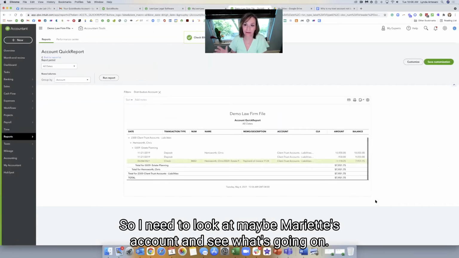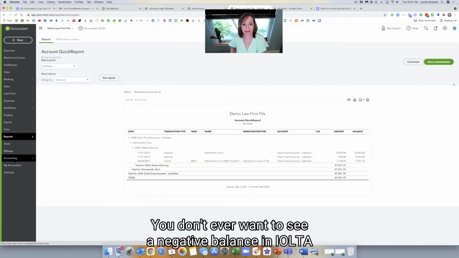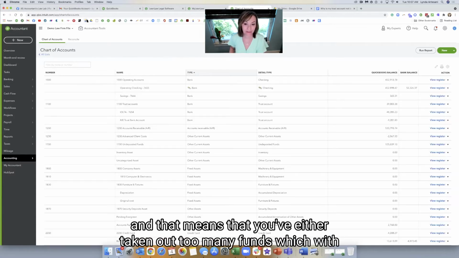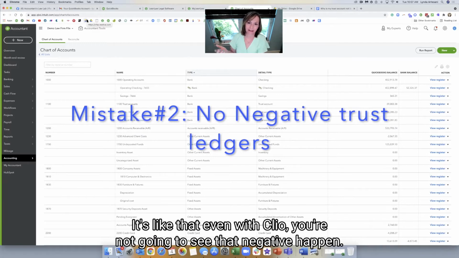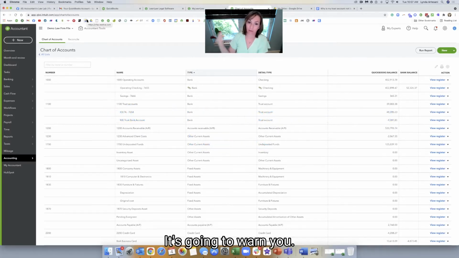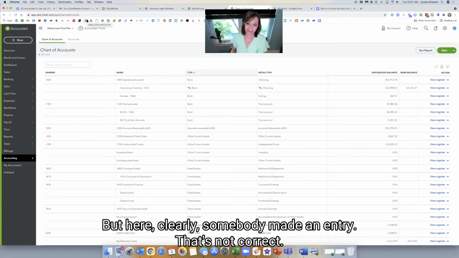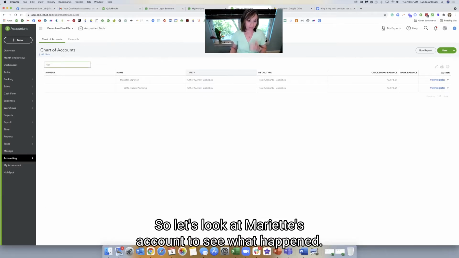So I need to look at maybe Marriott's account and see what's going on. Because it's such a high negative balance, you don't ever want to see a negative balance in IOLTA. That means that you've either taken out too many funds, which with Lien Law, that shouldn't happen because it's very transparent. It's like that even with Clio. You're not going to see that negative happen. It's going to warn you, but here clearly somebody's made an entry that's not correct. So let's look at Marriott's account to see what happened.